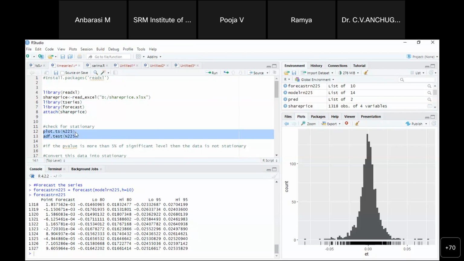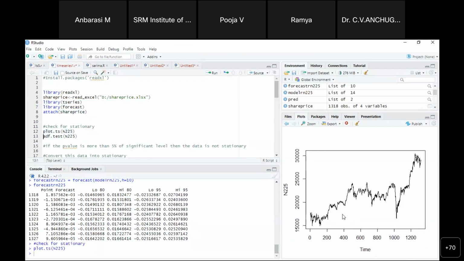We have to check it out. So here, when you execute this, see here, if it is stationary, what you have on the right-hand side on the graph, you can see the uptrend and downtrend. That means the data we are having is not stationary data.